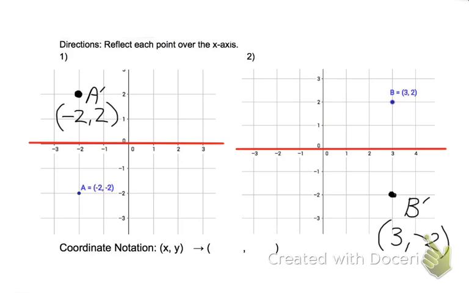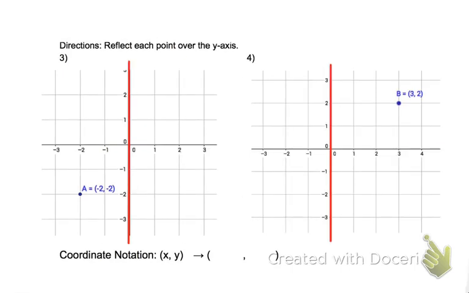And then let's talk about the rule in coordinate notation. The rule for reflecting over the x-axis would be keep the x coordinate the same and change the y coordinate. So in our first one, we kept the x coordinate the same, -2 and -2. And then for our y value, we changed it from a -2 to a +2. Looking at number 2, for B, we kept the x coordinate the same. They were both 3. And then for the y coordinate, we changed it from a +2 to a -2.